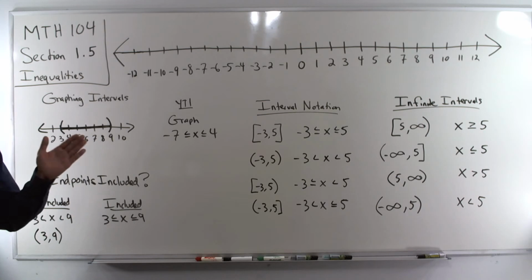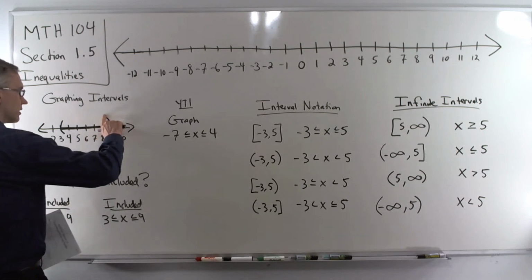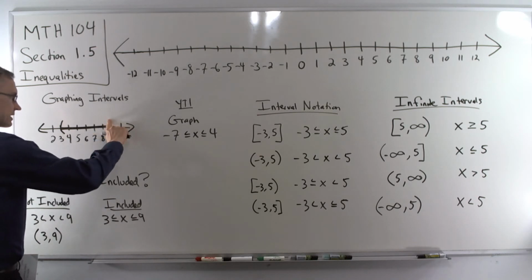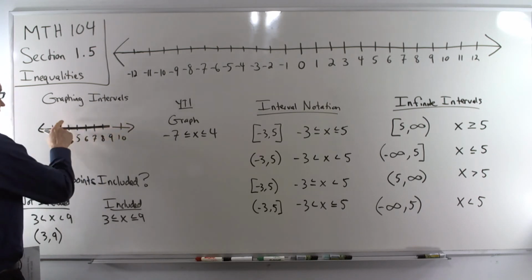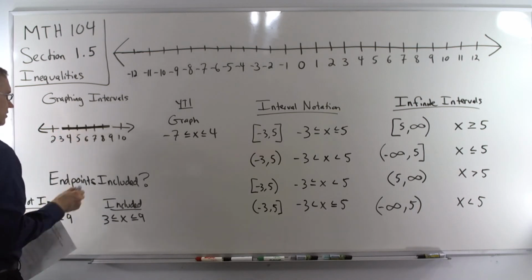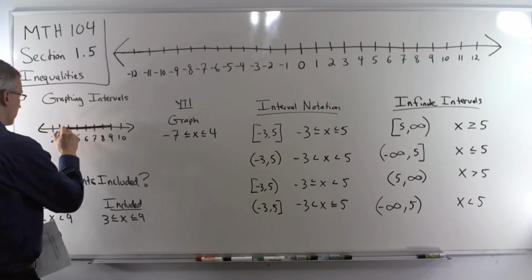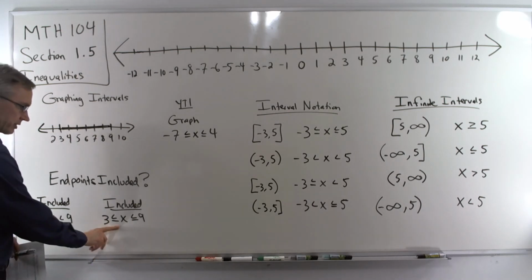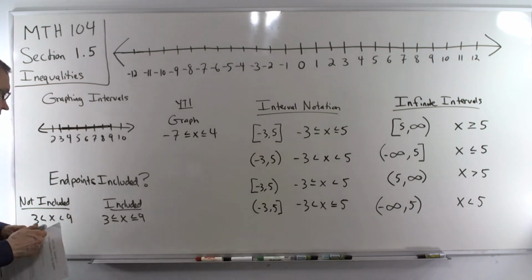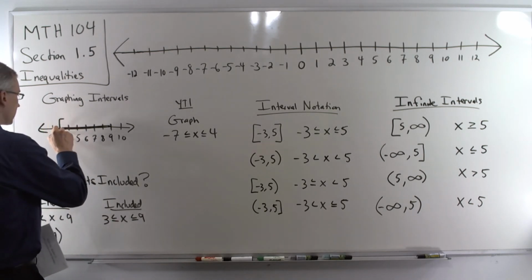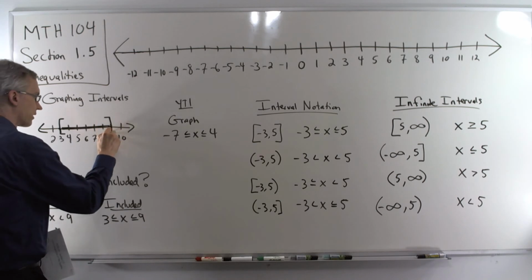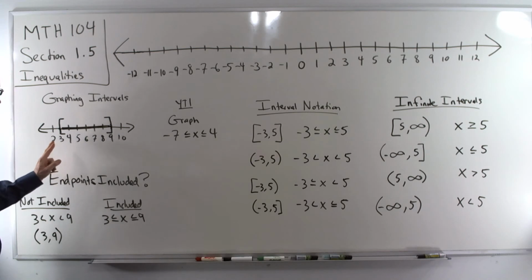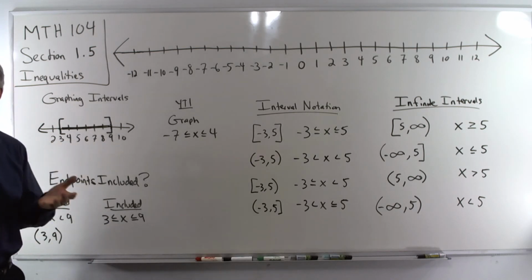Now if we wanted to include 3 and 9, we have to use different symbols. So less than corresponds with parentheses. So where you see strictly less than or greater than, use parentheses. Now here we've got less than or equal to. This corresponds with a bracket. So if you want to graph this, we're going to use a bracket on 3 and a bracket on 9 facing inward. And that means every number between 3 and 9, including 3 and 9.